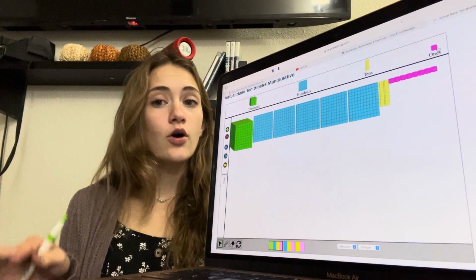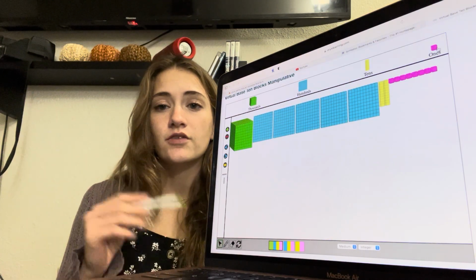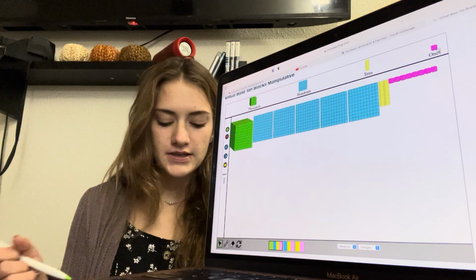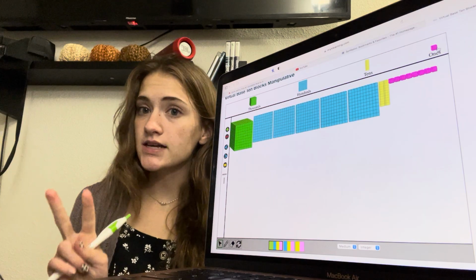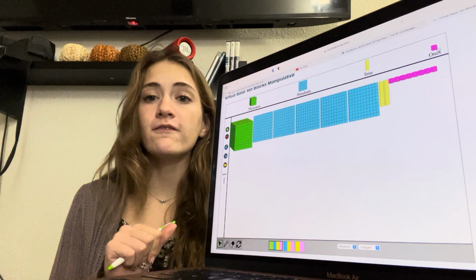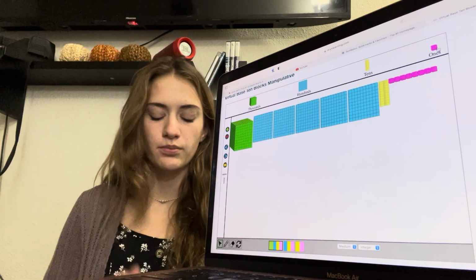All right, so we're going to go over some divisibility rules today. The first divisibility rule we're going to go over is the divisibility rule of 4. This rule basically states that if the last two digits of a number are divisible by 4, then the whole number will be divisible by 4.